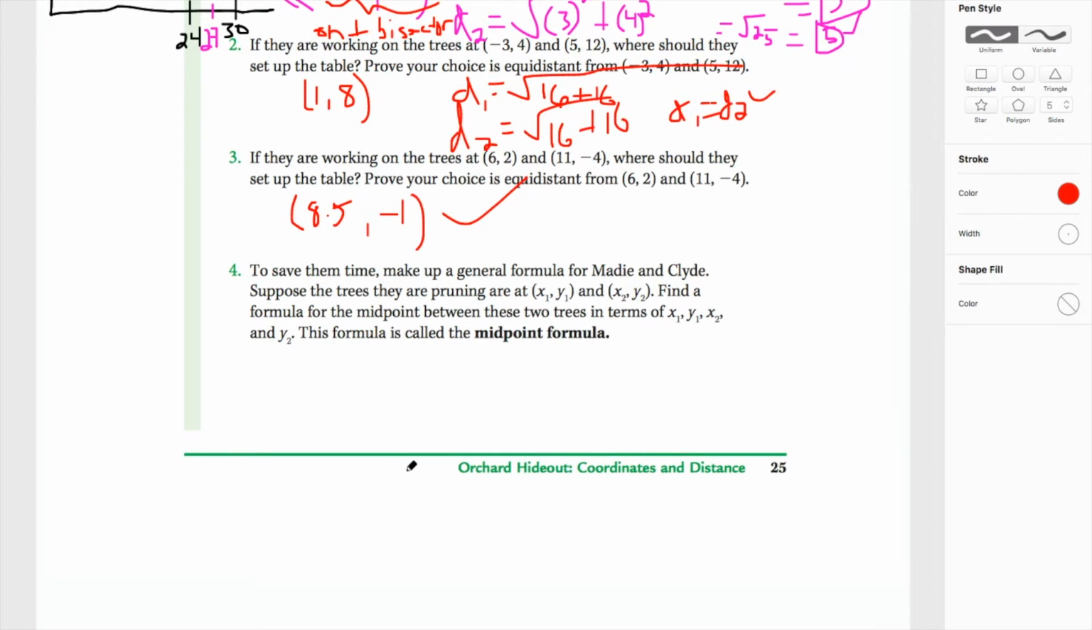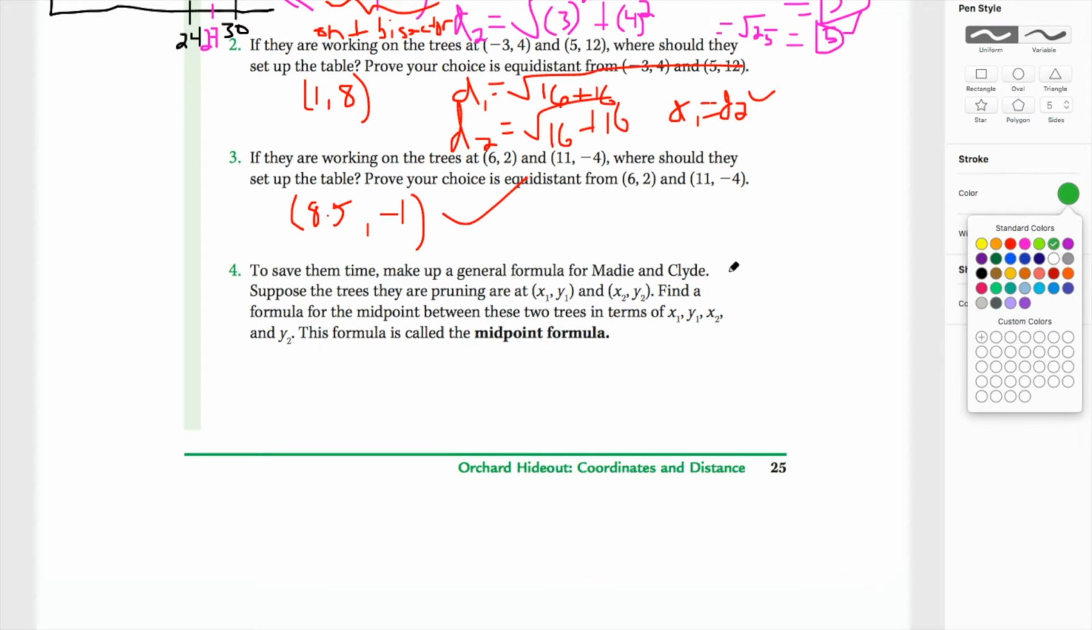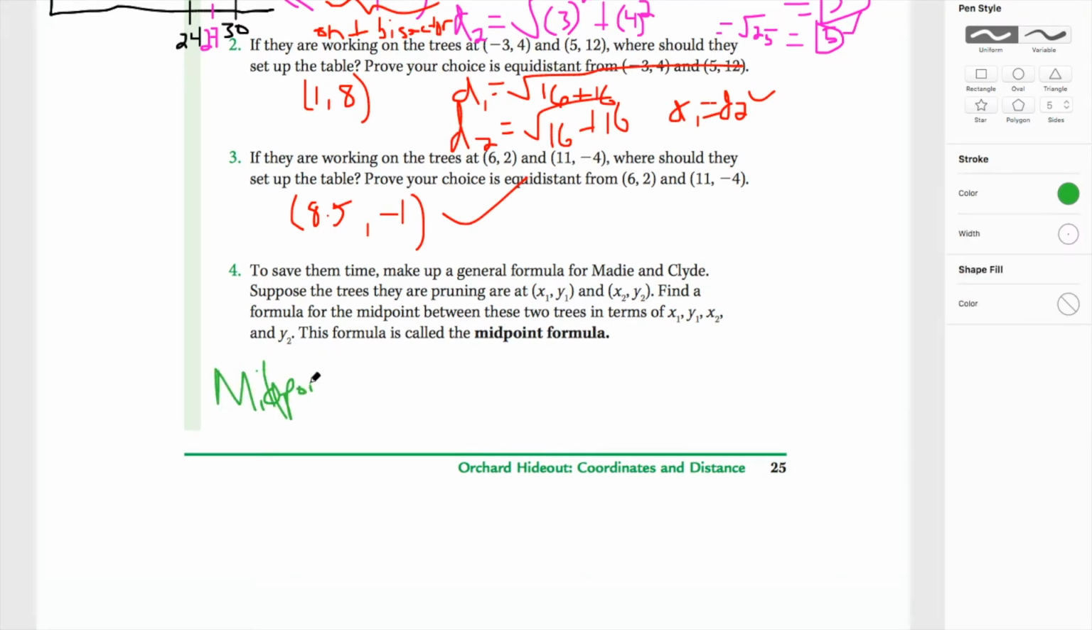To save you time, make up a general formula for Maddie and Clyde. Suppose the trees they are pruning are at x1, y1 and x2, y2. Find a formula for the midpoint between these two trees in terms of x1, y1, x2, and y2. This is called the midpoint formula. Okay, so let's put this in here. So a midpoint of x1, y1 and x2, y2.